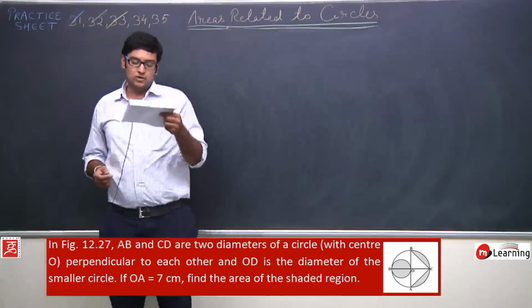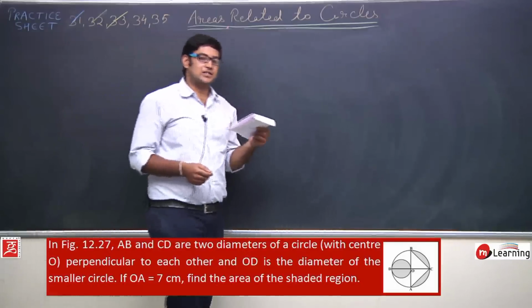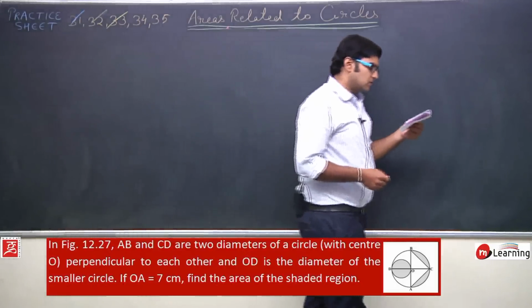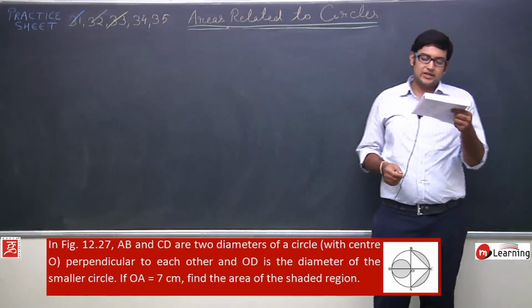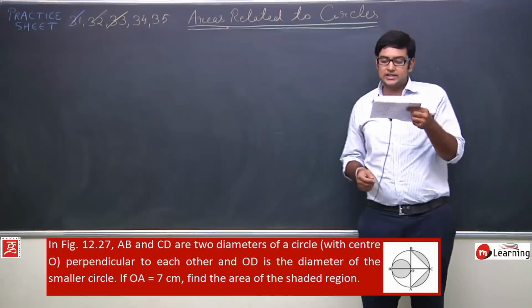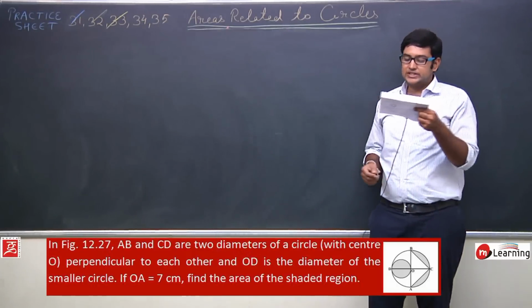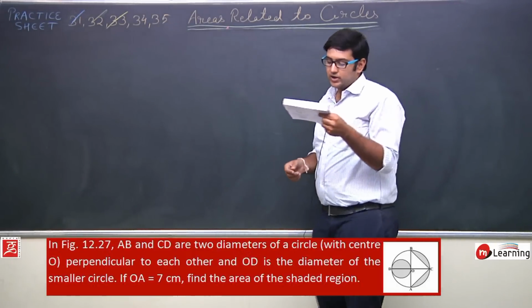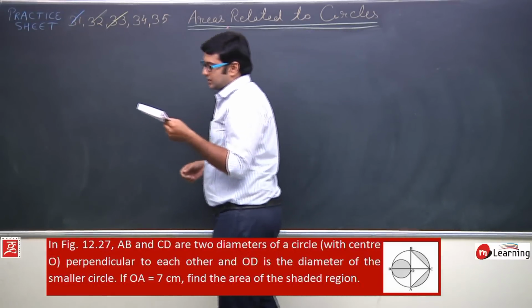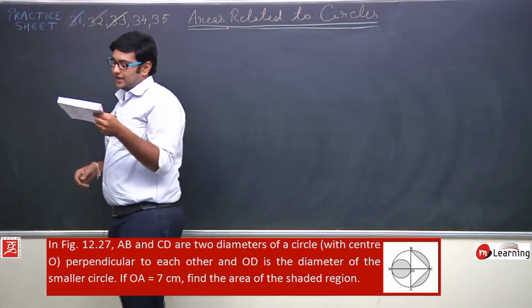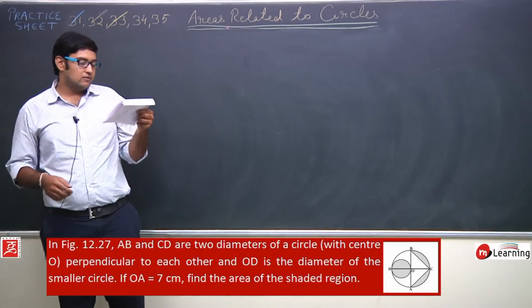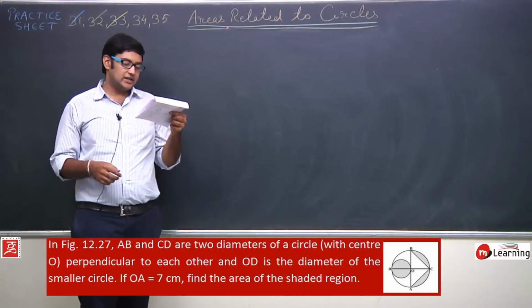Now let us solve question number 33 from the practice sheet. Question number 33 says, in the given figure, AB and CD are two diameters of a circle perpendicular to each other, and OD is the diameter of a smaller circle. If OA is equal to 7, find the area of the shaded region.